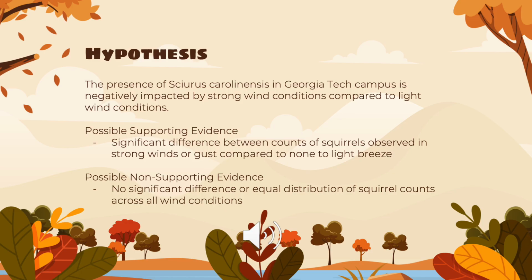Our research was centered around our hypothesis that stated that the presence of Sciurus carolinensis on Georgia Tech campus is negatively impacted by strong wind conditions compared to light wind conditions. Some possible supporting evidence that could arrive is that there is a significant difference between counts of squirrels observed in strong winds or gusts compared to no breeze or light breeze.